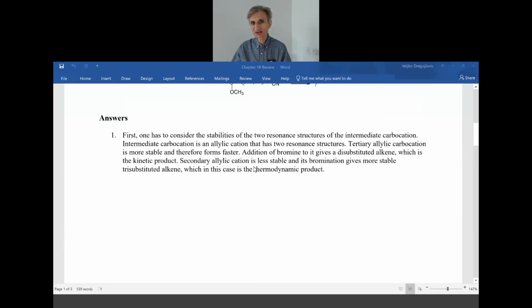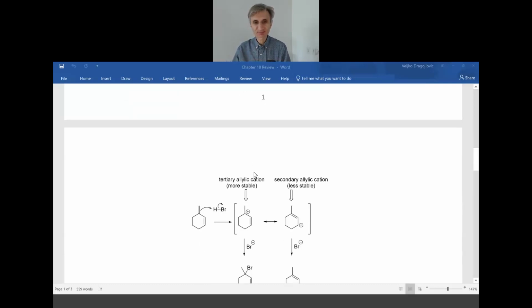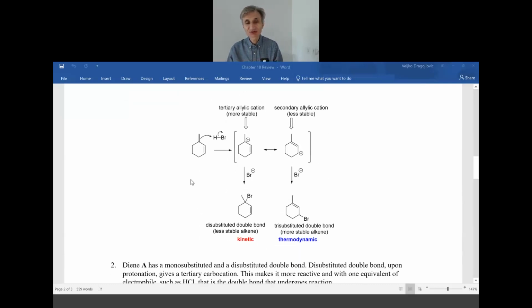Here you have write-up. I posted PDFs, so you can read that, but let's look at equations. So this is addition of one equivalent of hydrogen bromide, so it's specified one equivalent of hydrogen bromide. So proton adds to the least substituted carbon, this carbon right here, and that gives allylic cation. Now there are 2 resonance structures of the allylic cation, and this one is tertiary allylic cation. So addition of proton to this double bond gives this tertiary allylic cation.